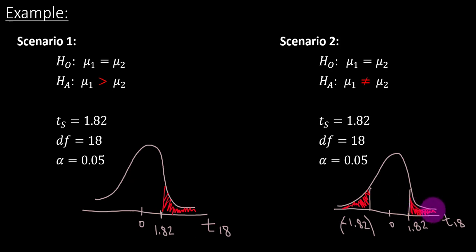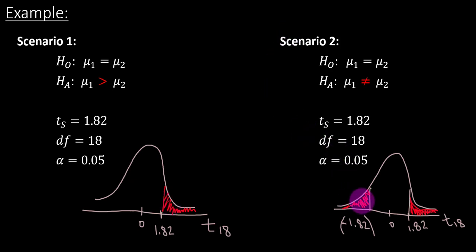Let's use R to calculate those red shaded areas, the p-values in both of these scenarios. Remember, we want to find probability. Will we use the pt or the qt function? Think about it.